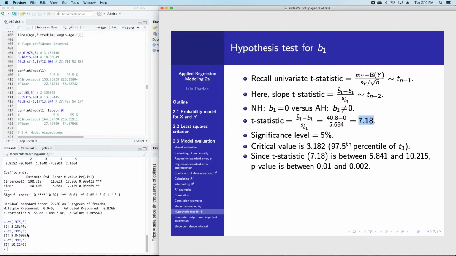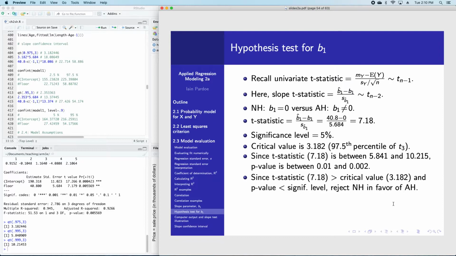So the 99.5th percentile has an upper tail area of 0.005. So if I multiply that by 2, because we're doing a two-tail test here, I'm going to get 0.01. And then the 99.9th percentile has an upper tail area of 0.001. If I multiply that by 2, I get 0.002. So my p-value must be in between 0.01 and 0.002.